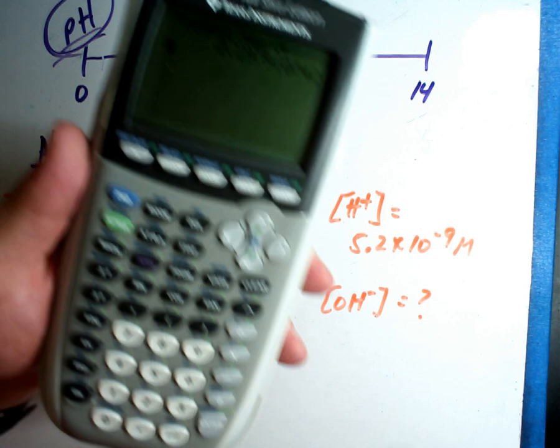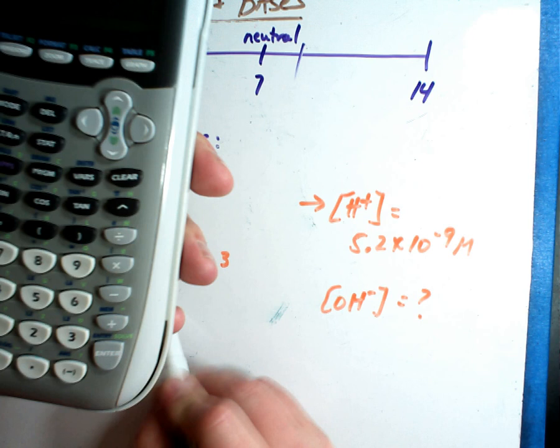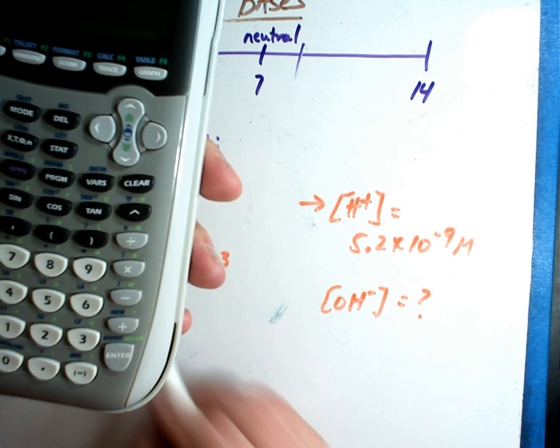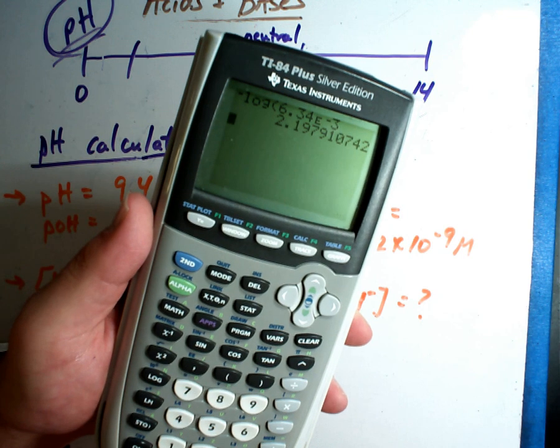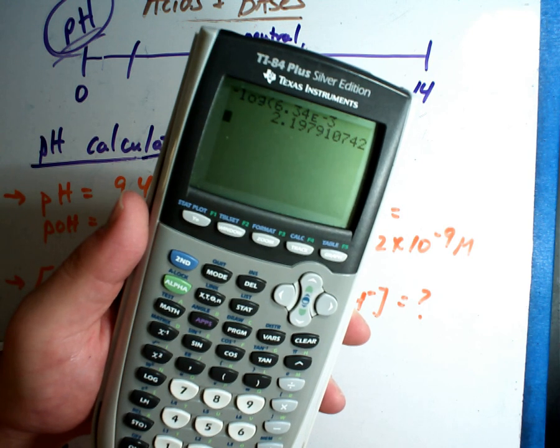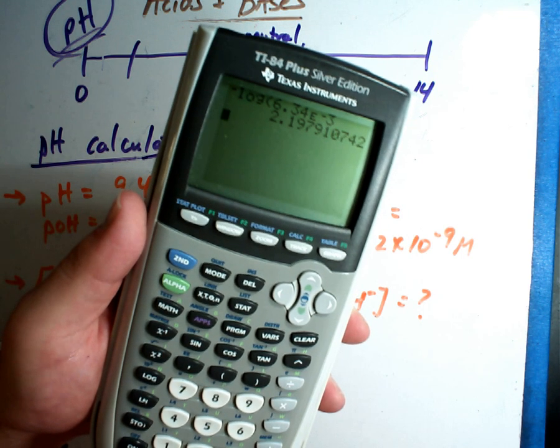2.197, so that rounds to what, 2.20 approximately? You should get really close to that, about 2.2. And there's my answer on my calculator so you can see it. You'll notice there's no power out there. It's not times 10 to anything.